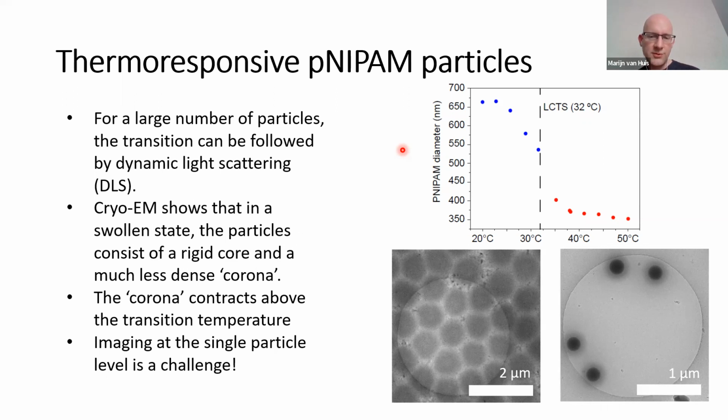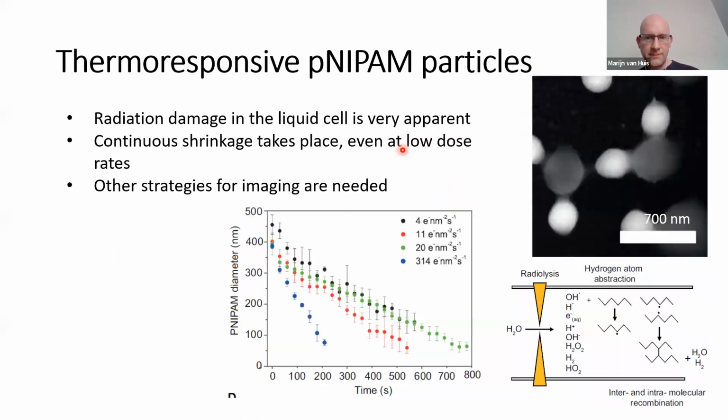So the p-NIPAM consists of a kind of more stiff core, where there is more cross-linking, and a kind of corona which is less dense. And this corona is actually the thing that is expanding and contracting as a function of this temperature change. And to image at the single particle level, such soft polymers are extremely radiation sensitive. So we have to come up with something.